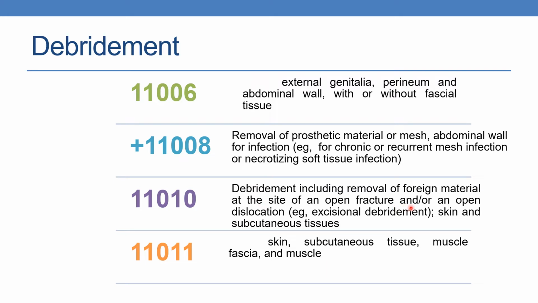The next CPT is 11010, which is debridement including removal of foreign material at the site of an open fracture and or open dislocation, for example, excisional debridement, skin and subcutaneous tissue. The next is 11011.